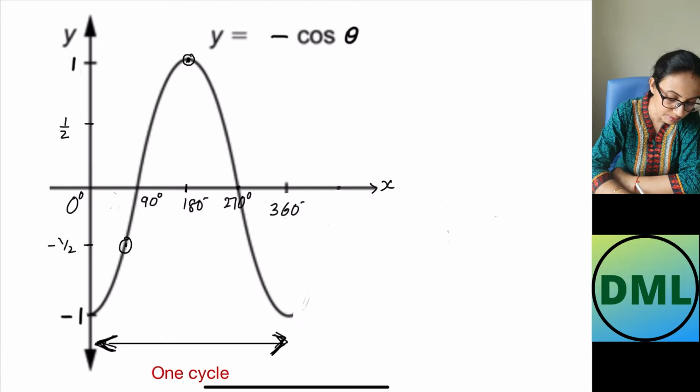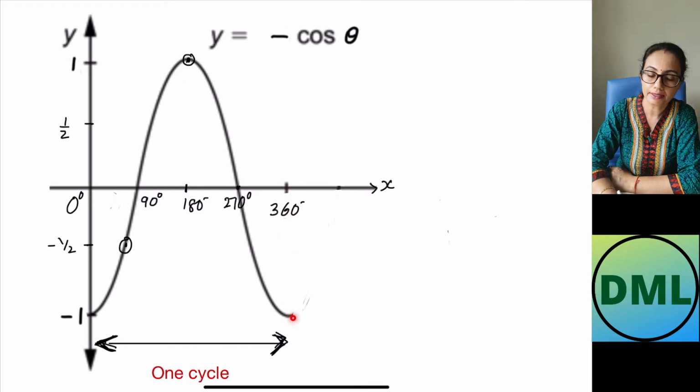At 0 degree it is minus 1. At 60 degree it is negative half. And at 90 degree it is 0. So your curve will start from the negative direction of y-axis and it will go up. If we keep on plotting the values, our curve will go up, then it will come down and it will reach again at 360 degree, negative 1.